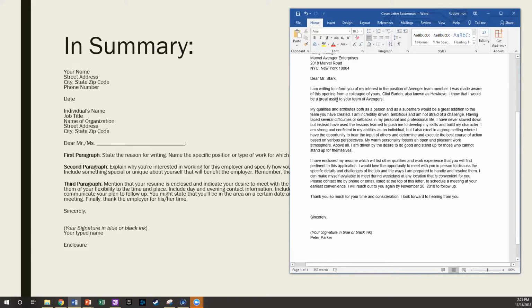I know that I would be a great asset to your team of Avengers. Okay, so our first paragraph, very short, simple, straight to the point, but it covers these three main things. Mr. Stark knows exactly why I'm writing to him and exactly what job it is I'm hoping to get. Okay, move this out of the way.